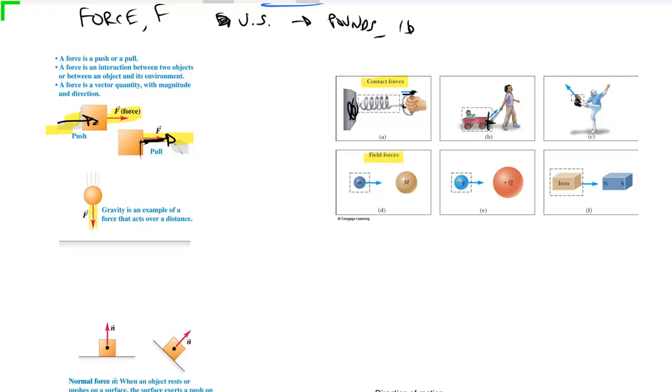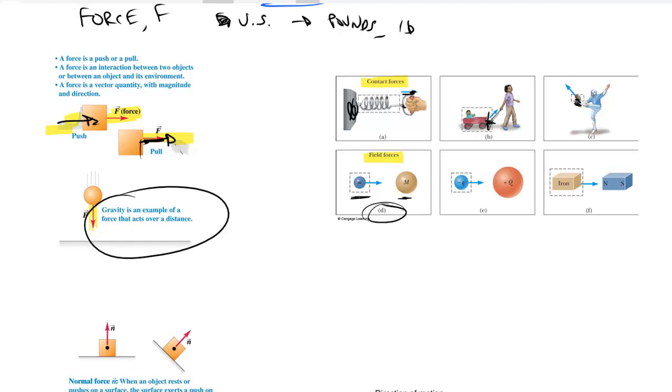Field forces don't make physical contact. They act over a distance, and gravity is one of them. Gravity is a field force. It acts over a distance. Gravity doesn't need to touch something in order to act on it, and so gravity is an example of a field force. We'll see later on that gravity depends on both of the masses. So this is the gravitational force here in D.